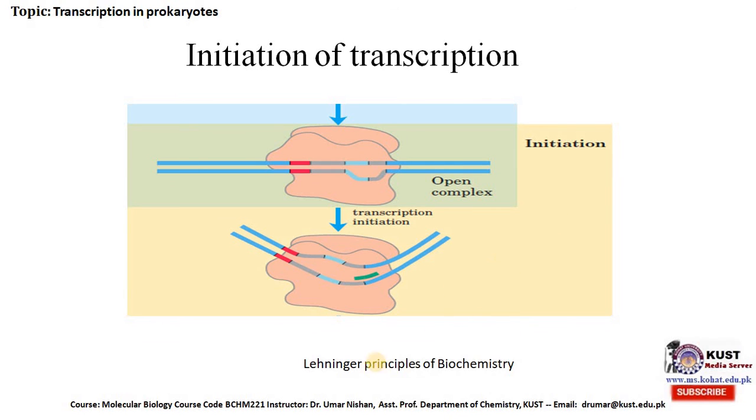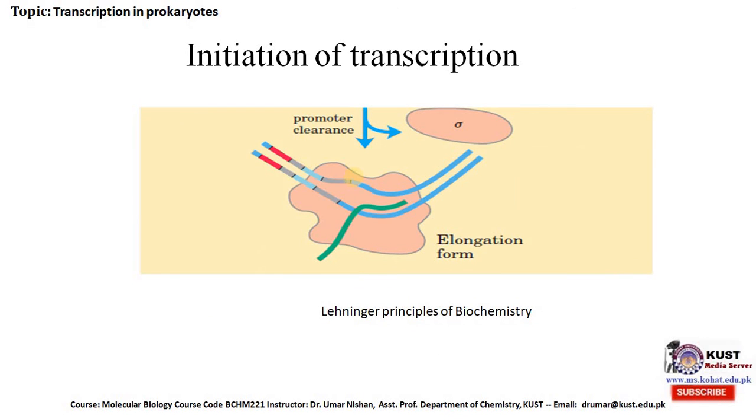Once the elongation complex forms, the sigma subunit is released and the polymerase leaves the promoter and becomes committed to elongation of RNA. So from here the phase of elongation of transcription begins, which we will talk about in the next lecture.